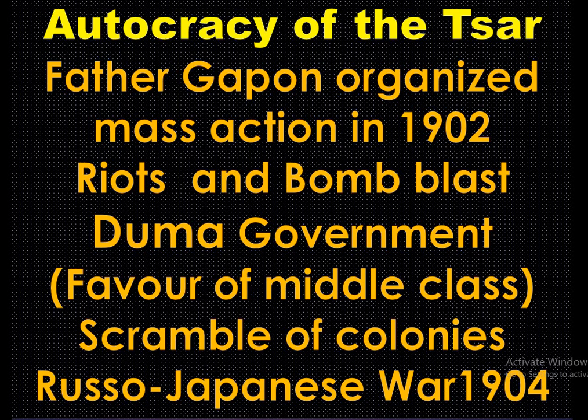Nicholas thus granted the Duma government, which was in favor of the middle class. But the left wing opposed it. The left wing, in the sense, is another political group. So dear children, whenever the Duma opposed the Tsar's move, it was dissolved and fresh elections were held.